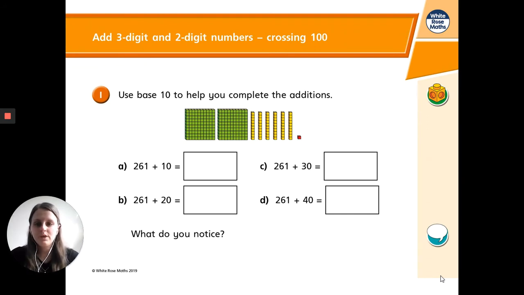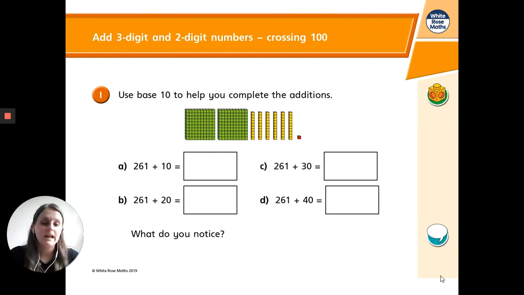So for question 1, you've been given some base 10 to use to complete the additions. You've got 261 plus 10. Now, for some of these questions, you do not need to cross, obviously, so you won't really need to use the base 10. The only one you'd really need to think about it with is the last one. Hopefully you'll realise why.